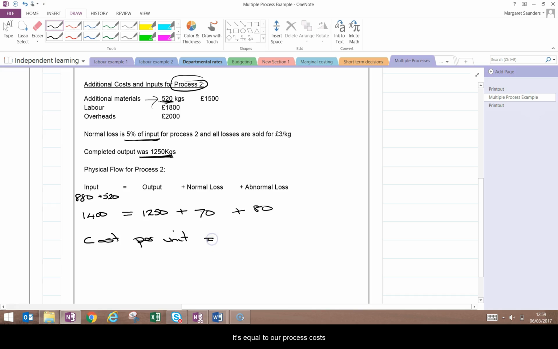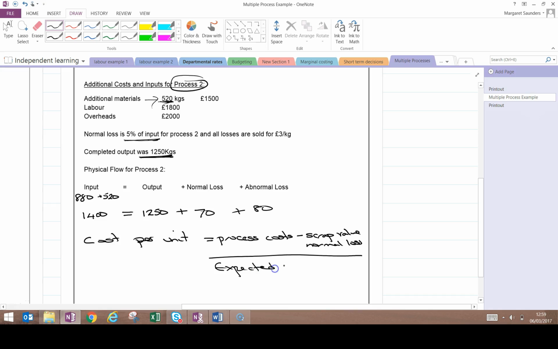Okay, so it's equal to our process costs minus the scrap value of the normal loss, and we divide it by the expected output.